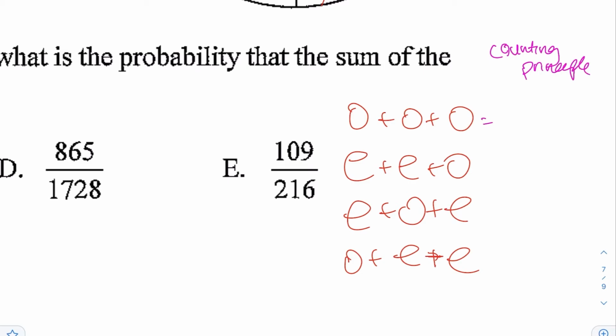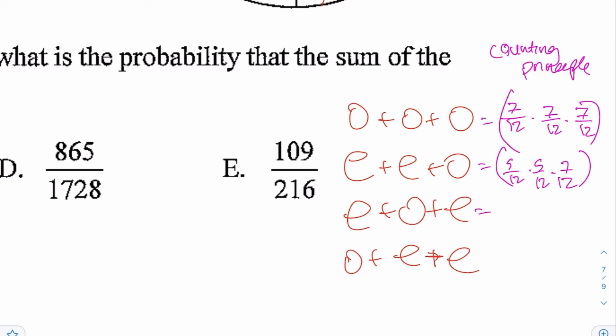So for odd, that's 7 out of 12 times 7 out of 12 times 7 out of 12. And you'll add this probability to even, odd, which is 5 out of 12 times 5 out of 12 times 7 out of 12. For even, odd, even, the chance of getting a first even number is 5 out of 12, and getting odd in the middle is 7 out of 12. And then getting an even last is 5 out of 12.